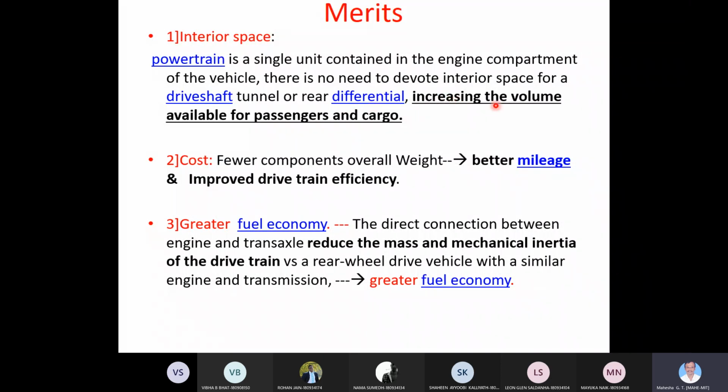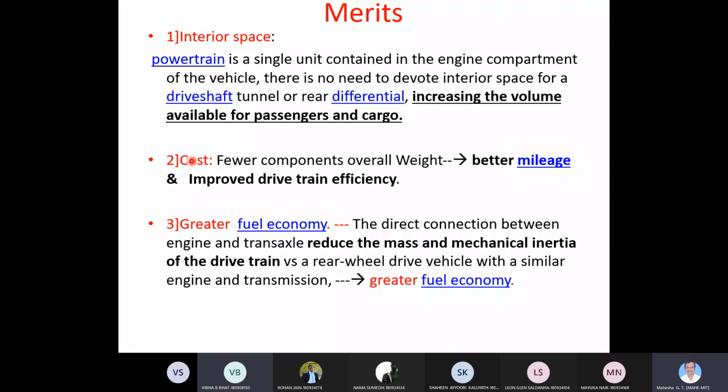That's why the volume of space available for passengers or cargo is increased. If it is a passenger vehicle, more passengers can be accommodated with such a type of drive. If it is cargo, you can carry more because the space available is a little more compared to the other types of layouts. Fuel economy will be there. Cost-wise it is also cheaper because it reduces the overall weight, since many of the shafts which will be there in the other layouts are not there.